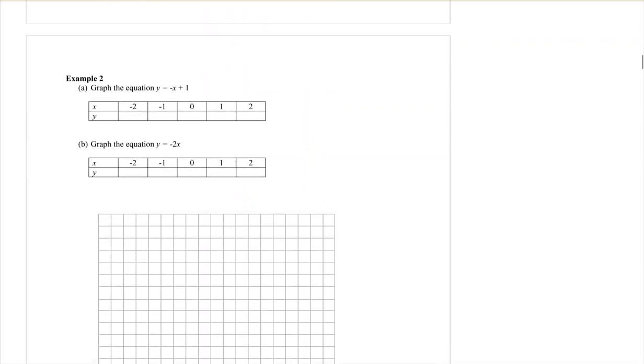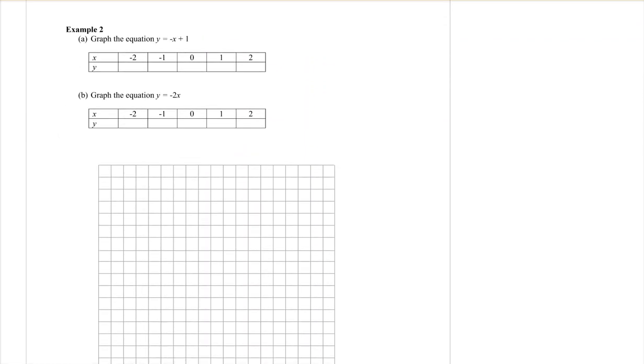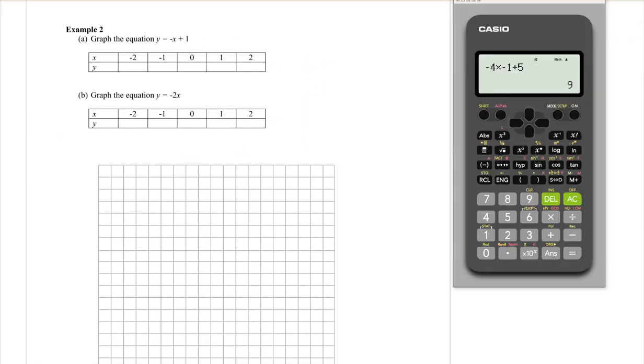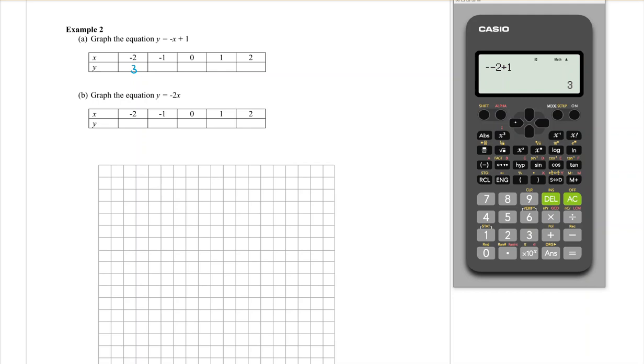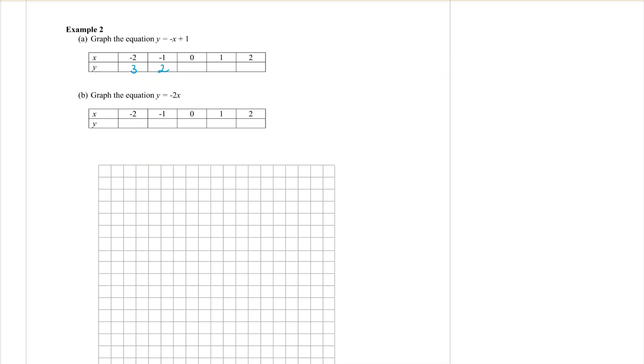Okay, on the next page we have a couple more. Always start by filling in your tables. So the first equation is minus x. So we have a minus from our formula, but my x is negative as well. So I actually have 2 minus signs there, which would make a plus. And then I want to add 1. So that makes 3. Then change your minus 2 to a minus 1, and that makes 2. And we can continue that pattern and fill in the rest of the table.